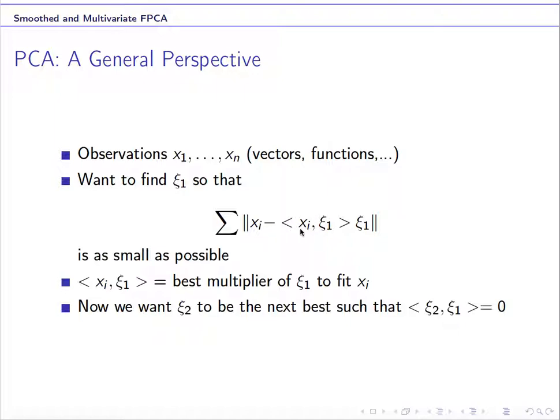Here, this inner product represents the projection of xi on ξ1. So this is how we put the first FPC in a general form for vectors or functions. When we work on the second FPC, ξ2, we want ξ2 to be orthogonal to ξ1. Therefore, we define the inner product of ξ1 and ξ2 to be equal to 0. They are orthogonal to each other.